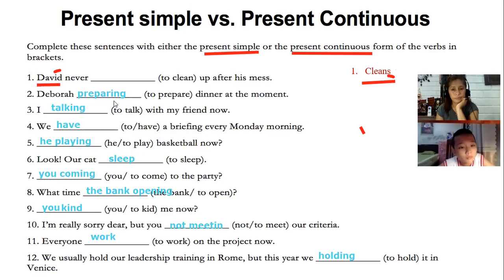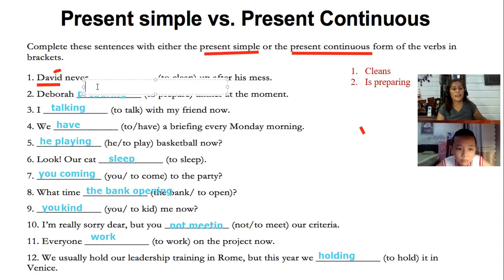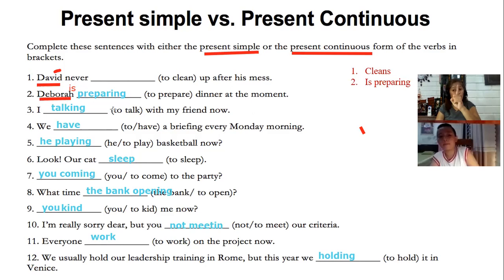Okay, next. Let us see your answer, Deborah. Can you read it for Teacher Anne? Deborah is blank dinner at the moment. What's your answer? Is preparing for dinner. Your answer is almost correct, Keo. All you need is to add is. Is preparing. You might ask, teacher, why is preparing? Because Deborah is only one. You will not say Deborah are preparing. No, it is Deborah is preparing. Okay?